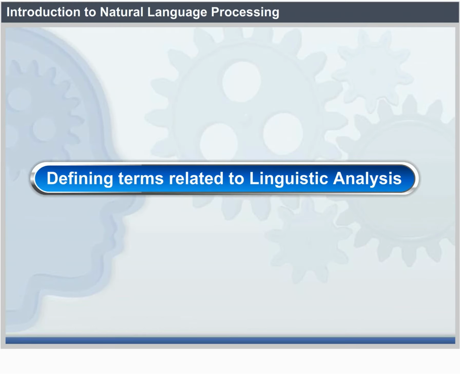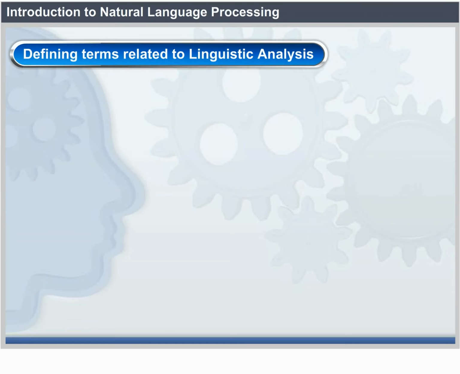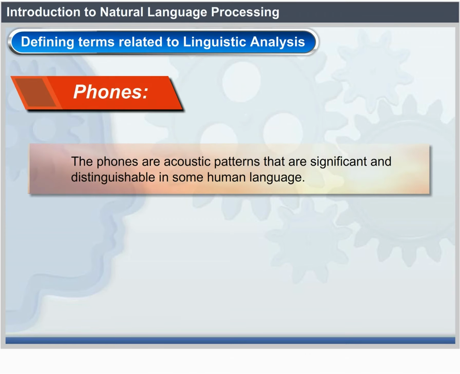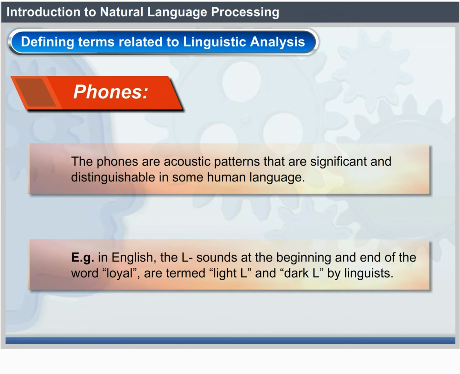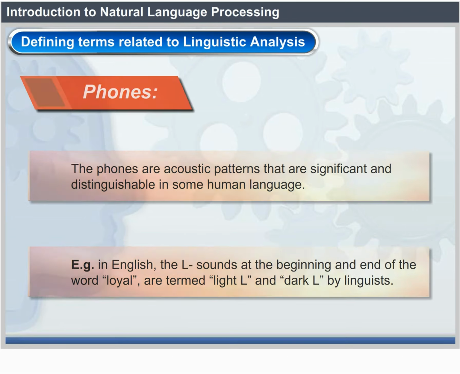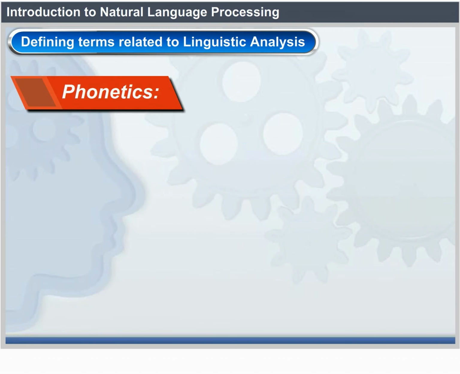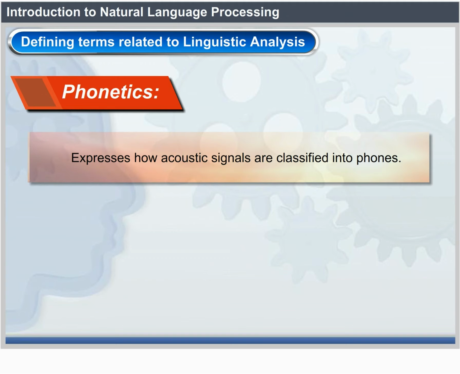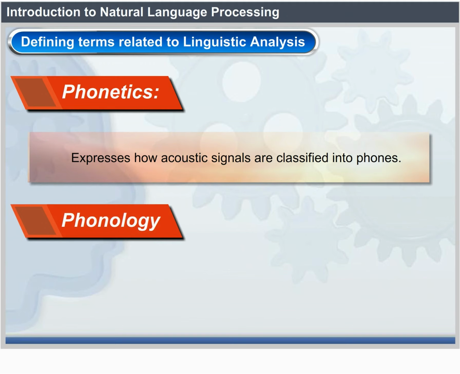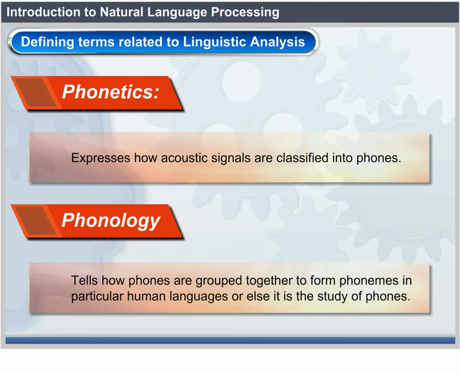Defining terms related to linguistic analysis. Phones. The phones are acoustic patterns that are significant and distinguishable in some human language. Example: in English, the L sounds at the beginning and the end of the word "loyal" are termed light L and dark L by linguists. Phonetics expresses how acoustic signals are classified into phones. Phonology tells how phones are grouped together to form phonemes in particular human languages, or else it is the study of phones.